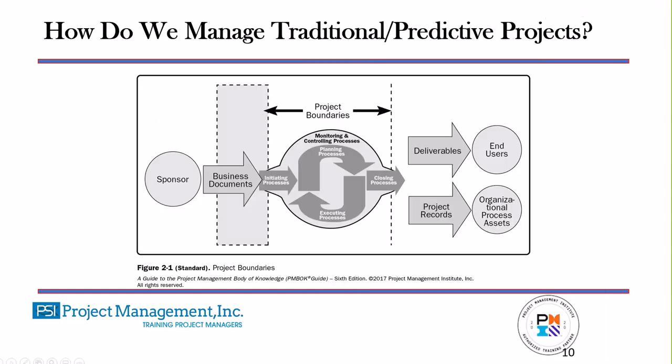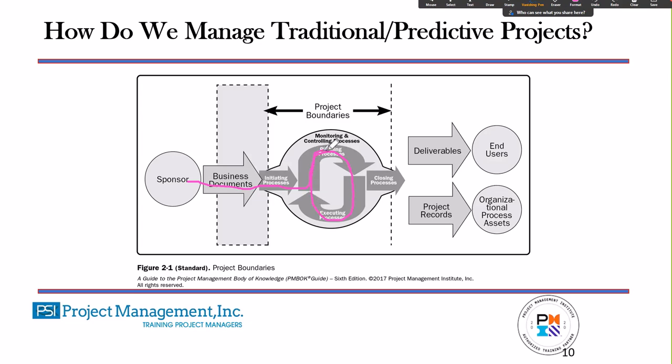In a traditional type of a project, this is a good explanation of how we do those projects. First of all, we have a sponsor. That's the person paying for the project. We have business documents such as a business case that will establish the need for the project. Then we'll do our initiating processes. Then we will start planning. Once we have enough planning done that we can start executing, we will start executing the project.